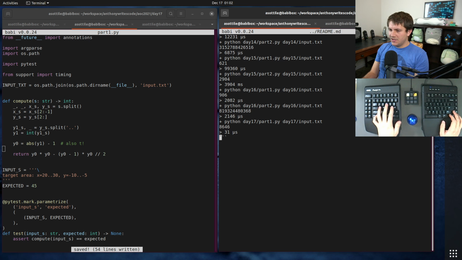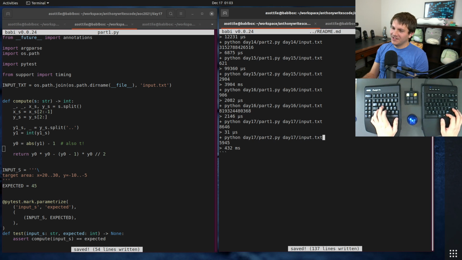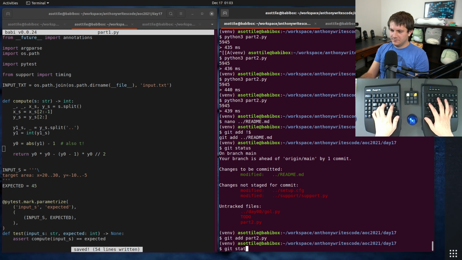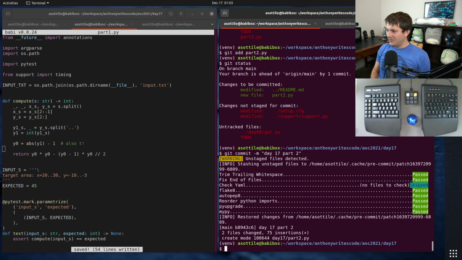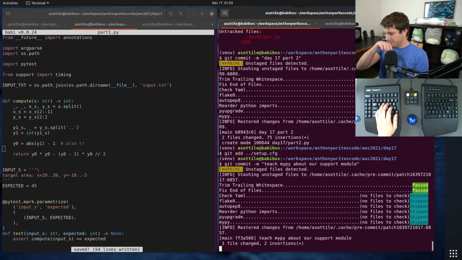There are some days that have sub-microsecond solutions. Yeah, well, not in Python, they don't. And certainly not in Python in my VM on 3-year-old hardware. What about in PyPy? Maybe if PyPy had enough warm-up time, it would work. Teach MyPy about our support module.